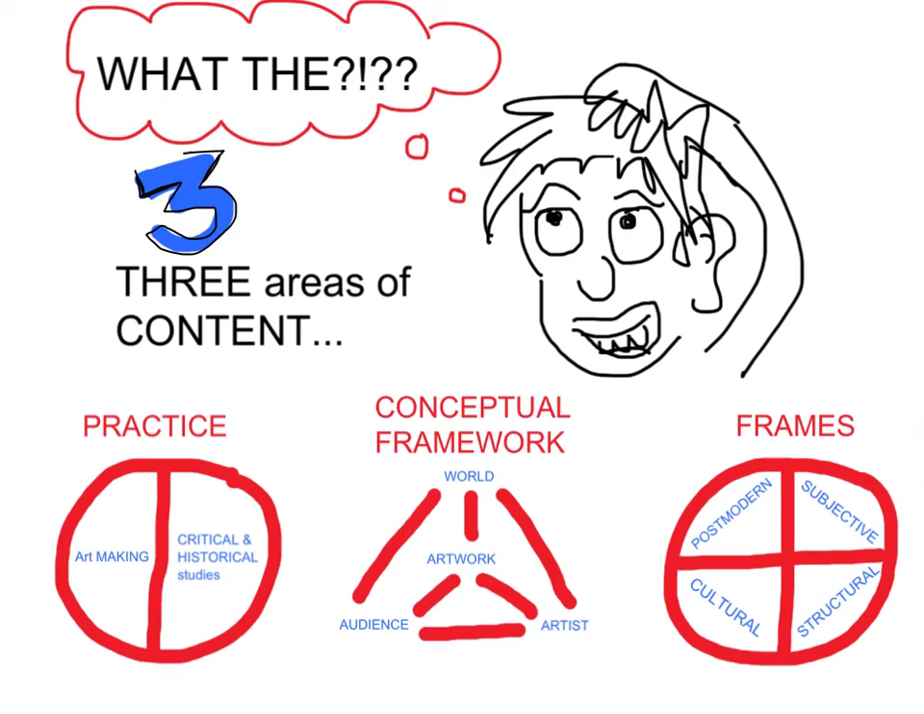Firstly, there's the postmodern frame, then the subjective frame, cultural frame, and the structural frame. Just quickly, the postmodern frame is looking at how the ideas or artworks that are being created are challenging the mainstream. So challenging traditional conventions, ways of creating art, or the ideas that have been used to be explored in order to create art. So it's all about the challenge. Artists such as Marcel Duchamp would be an example of a postmodern artist.